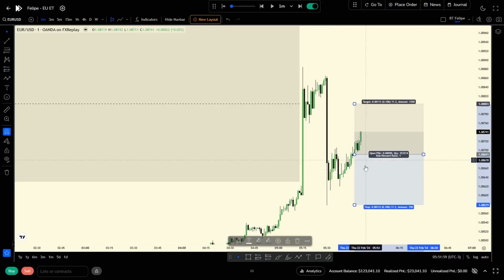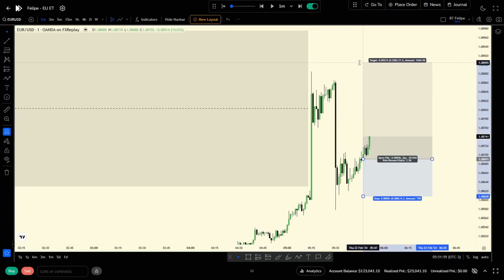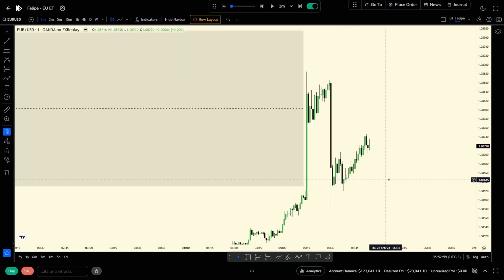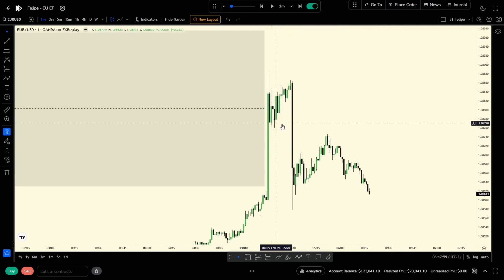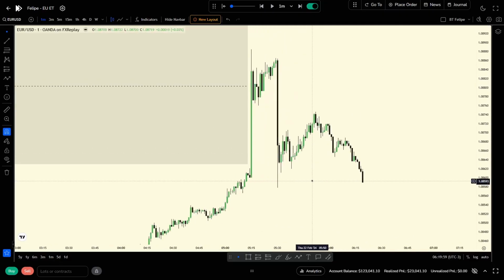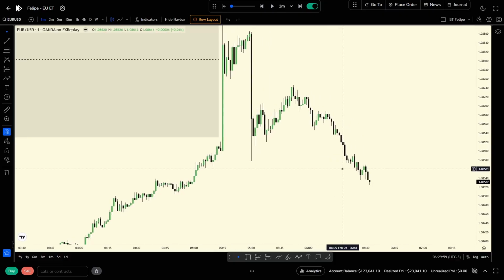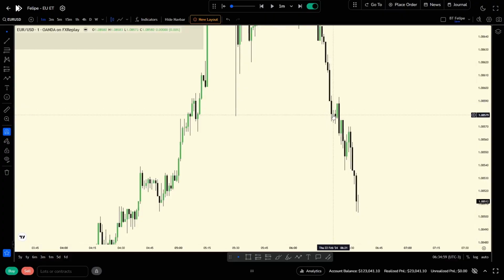This is valid, but we just tapped here. Yeah, I don't like this. Just tap the supply area, give the setup here. Doesn't look good. Maybe there was this little one because of this green candle.